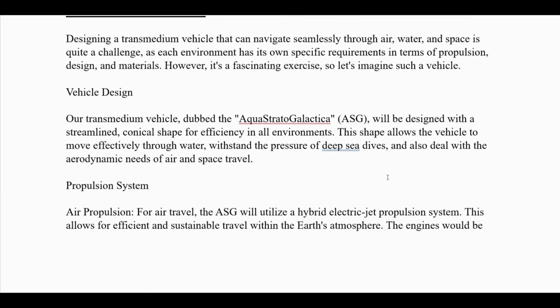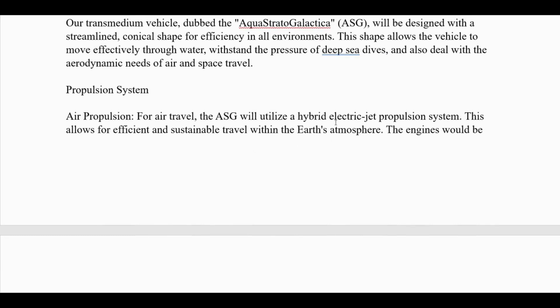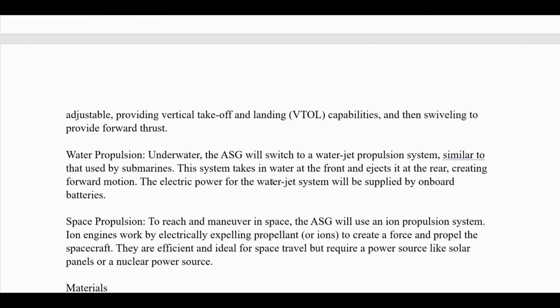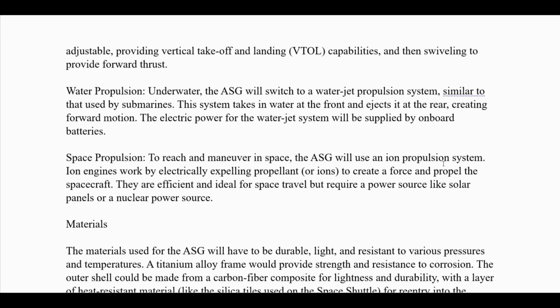What I didn't like is that ChatGPT would just say, the Midjourney, Aqua Strato glide flying through the space, blah, blah, blah, like it's supposed to know what that is. Anyway, it talked about its shape and propulsion system: a hybrid electric jet propulsion system for efficient, sustainable travel within Earth's atmosphere. But in the water, it would switch to a water jet propulsion system similar to submarines. In space, it would use ion propulsion systems.